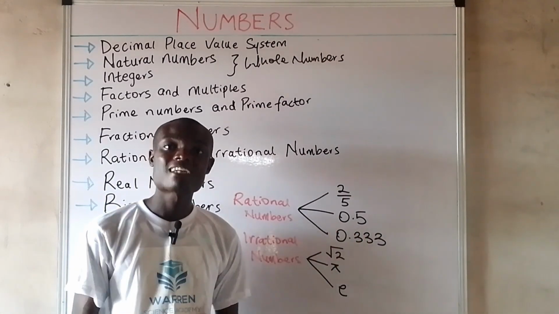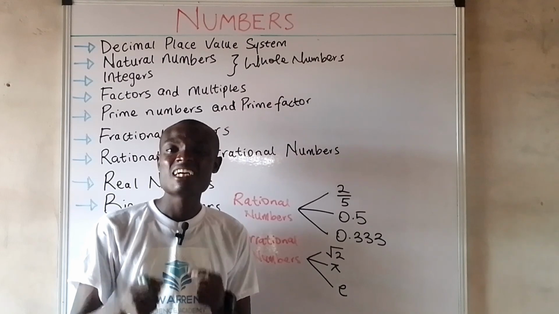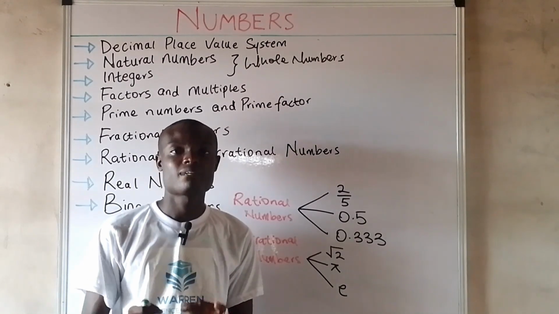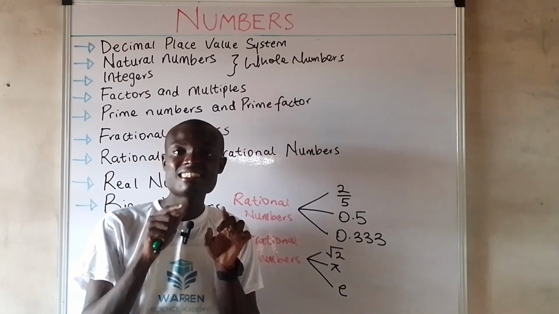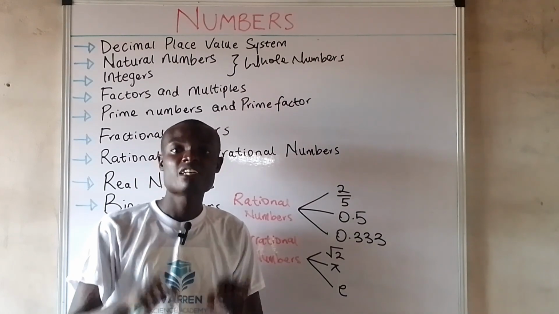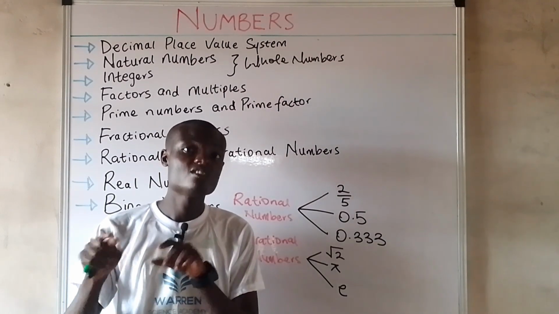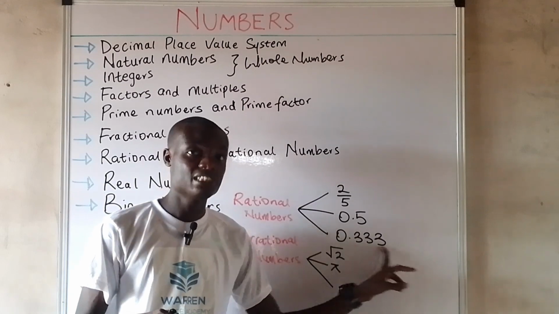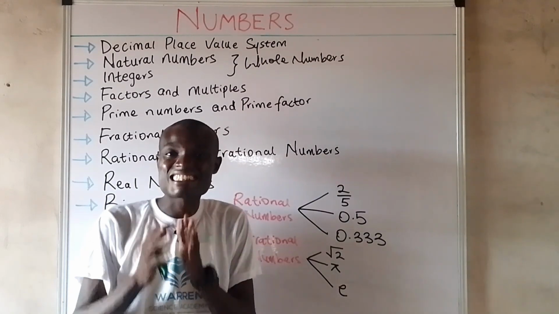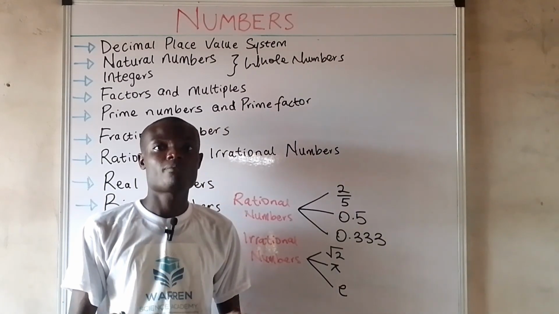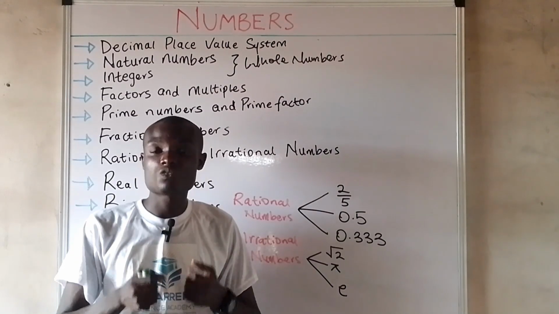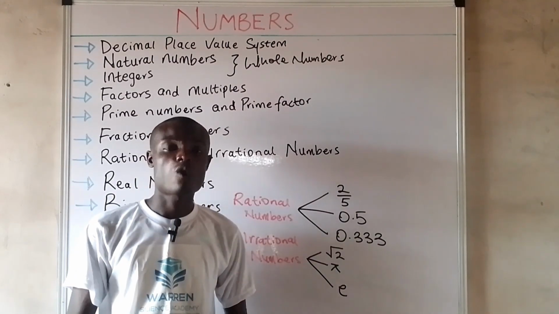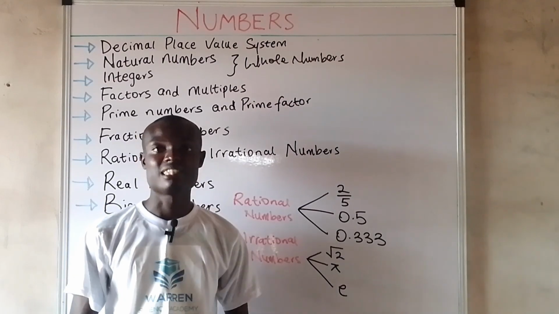Also, rational numbers are numbers that have repeating decimals. If you take your calculator and press 10 divided by 3, you're going to have 3.33333. So it has a repeating decimal. So all these categories are rational numbers. Remember, they are a ratio of two integers, which are fractions, or they are numbers with a terminating decimal, or they are numbers with a repeating decimal.